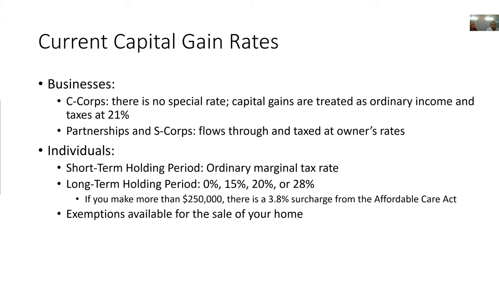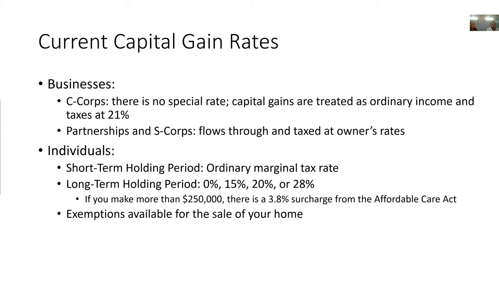So for current capital gain rates for businesses, if you're a C Corp, there's no special rate, no preferential treatment. Capital gains are treated as ordinary income because there are no multiple classes, no preferential rates, and everything's taxed at 21%. Partnerships and S-Corps, it flows through and it's taxed at the owner's rates.